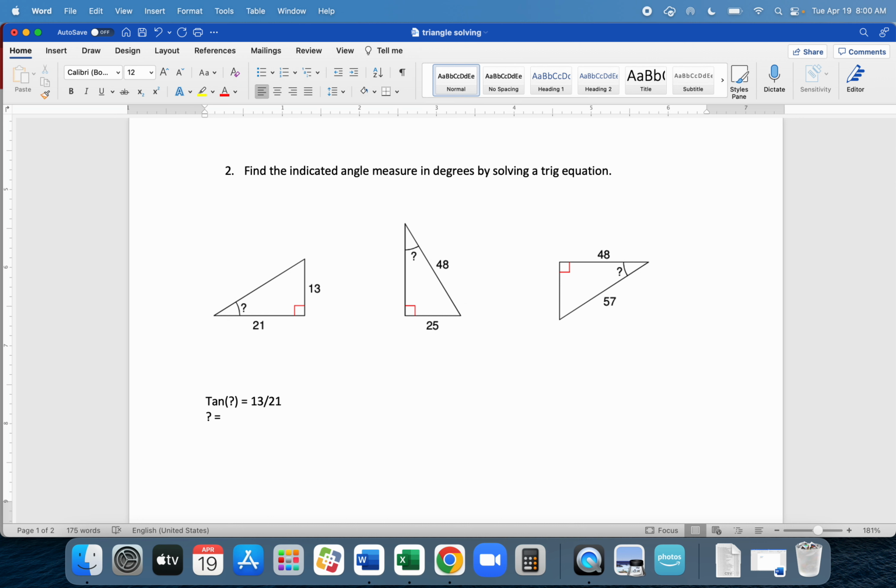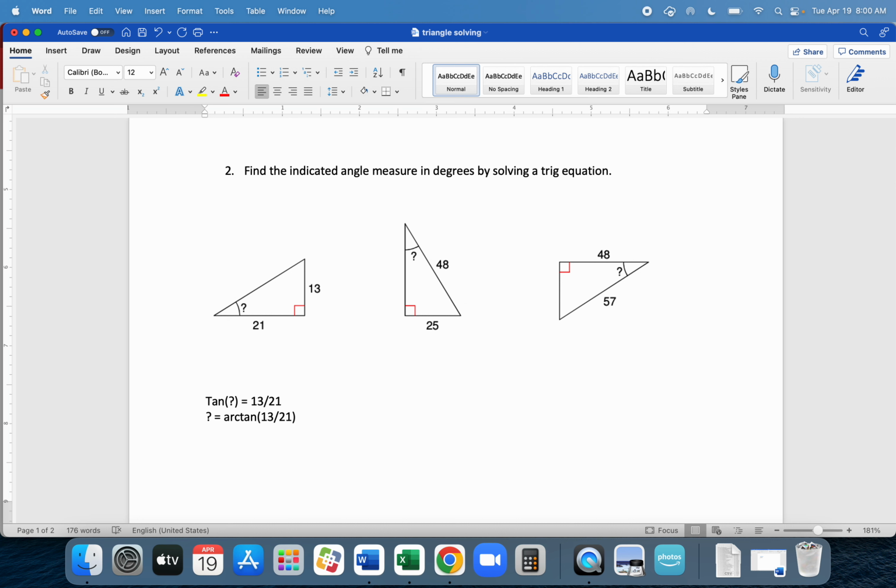And inverse tangent, we talked about this. There's two different notations for that. The easiest one to type is arctangent, 13 over 21. The other notation involves the inverse, like a -1 exponent, like inverse functions. So arctangent of something means the same thing as inverse tangent, tangent with a -1. Those are two different notations you'll see written in books that mean the same thing.